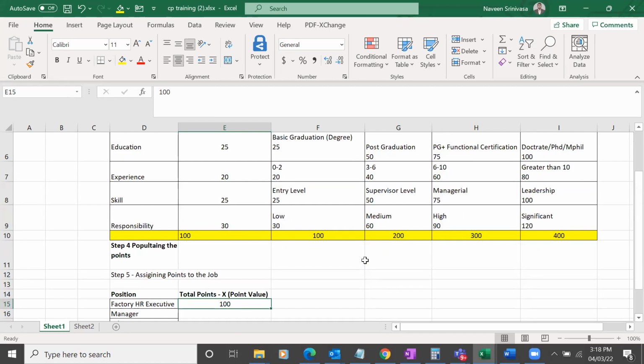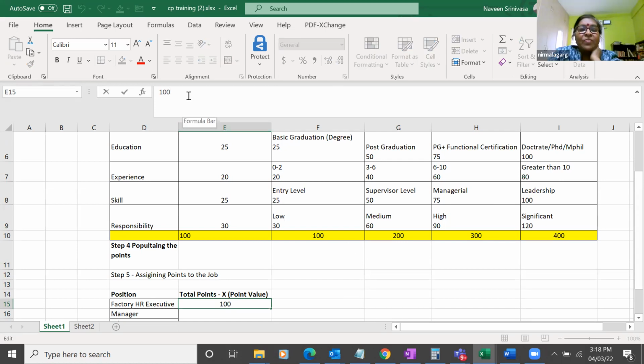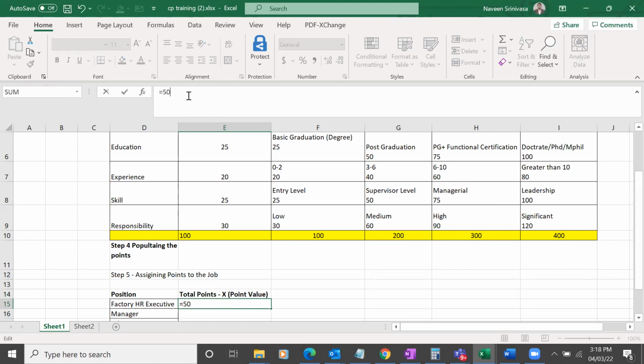Okay, in that case we can revise this to 125, taking basic graduation, 0 to 2 years, supervisory level. For a factory HR executive, you can say he requires post graduation. That means you are assigning 50 points. Then the experience, skill, responsibility will be 20, 25, 30. Now add up: 50 plus 20 is 70, 70 plus 20, 125. Good. So you understood how it is to be done, right? Yeah, good.